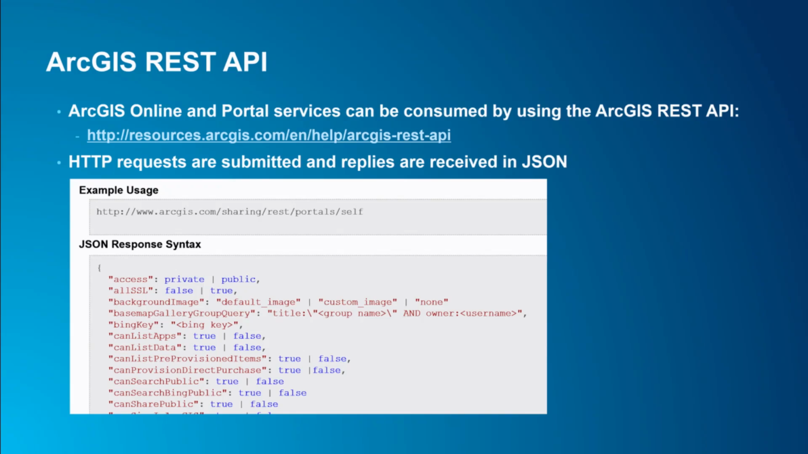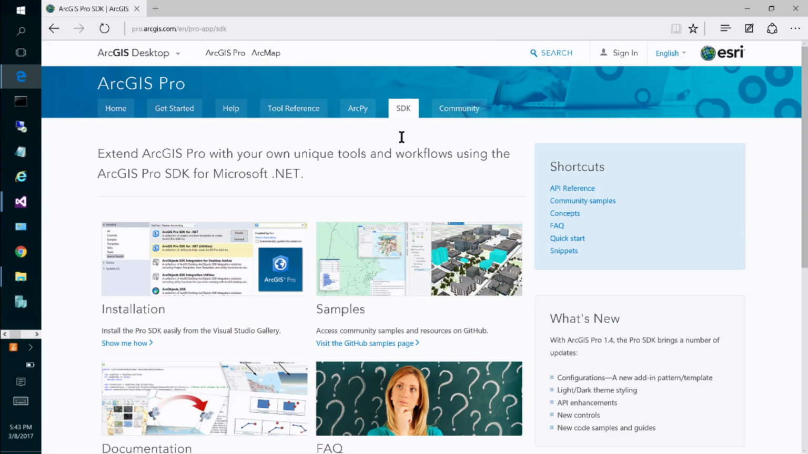Let's take a look at the ArcGIS REST API. ArcGIS Online and Portal services can be consumed by using the ArcGIS REST API. And I have a link here that guides you to the definition. It's an open standard that you can actually look up. And a good question, can I click on here? Yes, excellent. So we have the whole documentation provided online.